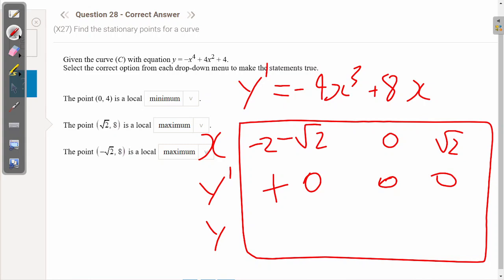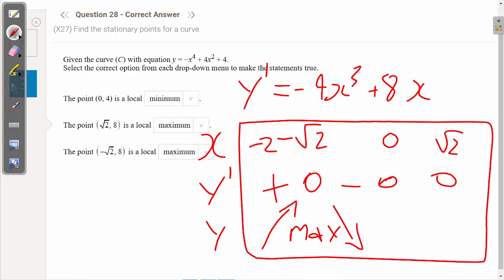And then you check a number after negative radical 2 and before 0. Okay, so let's choose negative 1. What will you get? You get negative 4. So it will be like this: positive rising, negative going down. So this is a maximum, because it goes up and then down.